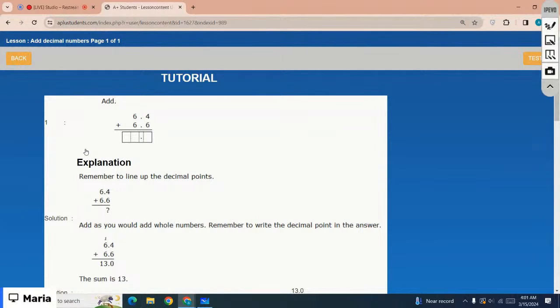For example, here you have 6.4 and 6.6, right? The important thing here is you have to line up the decimal point. Then you have to add from the ones digit. 6 plus 4 is 10.